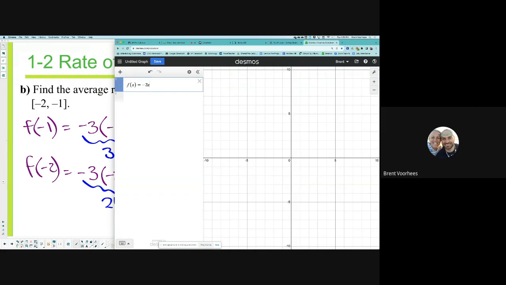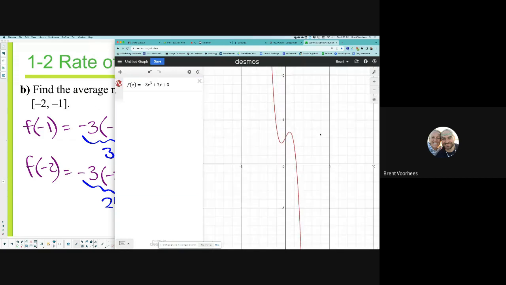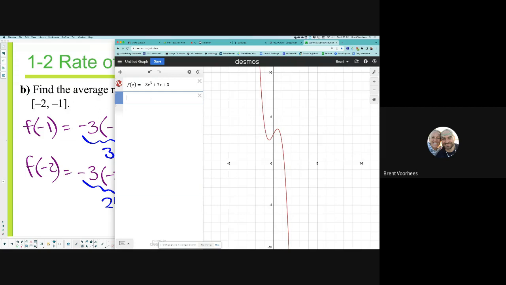Plus 2x plus 3. Sorry. Plus 2x plus 3? Yes. That was our equation. Now we found the secant line between, so the slope is negative 19. So there's a line with a slope of negative 19. Now we wanted to go between what 2 points? Do you remember? Oh, it's right here. Negative 2 and 1.